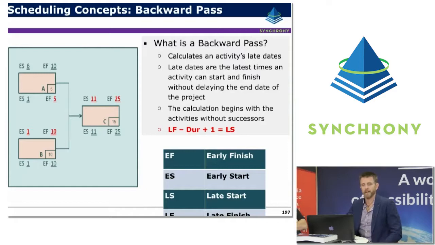A backward pass is a very similar scheduling concept, except it's starting at the end of the project and then working your way back through. Effectively what it's telling us is, if we were to finish exactly on that finish date, what are the latest dates that each activity could start and finish? So it basically calculates an activity's late dates. Late dates are the latest times an activity can start and finish without delaying the end of a project. The calculation begins with the activities that don't have successors, in other words, the finish of the project. So using the same convention as for early dates, the late finish less the duration plus 1 gives us the late start date.